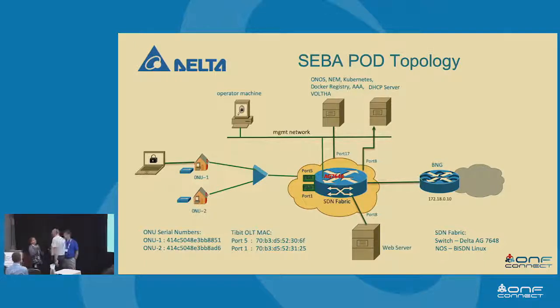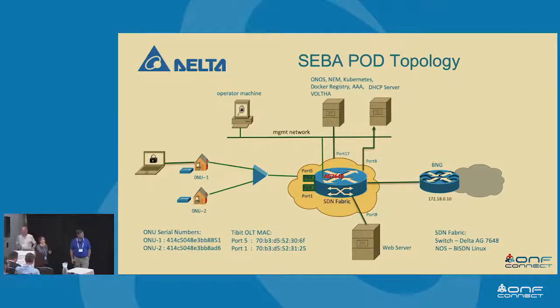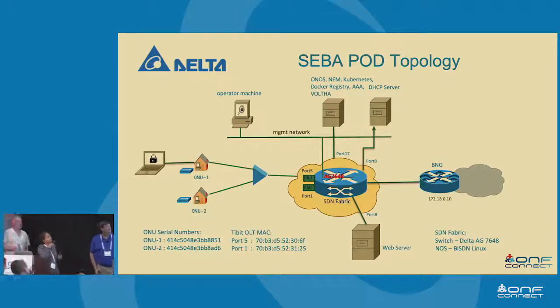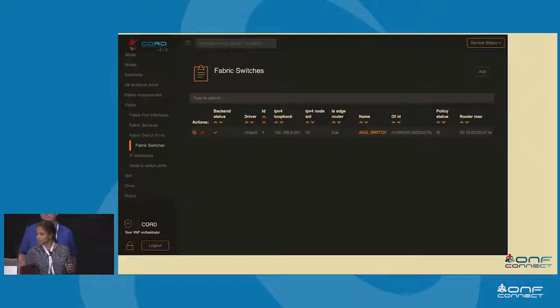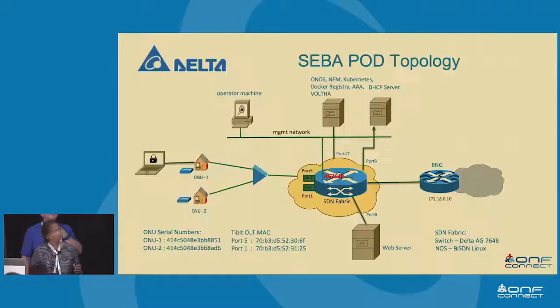Coming to the SDN fabric, it's a Delta white box switch with 48 10 gig ports. Port 8 is connected to the DHCP server. Port 17 is connected to the OLTA and ONF server. With this configuration, we are able to discover the OLTs. The next slide shows this is the switch. The web server and the DHCP server are sitting on the same machine.